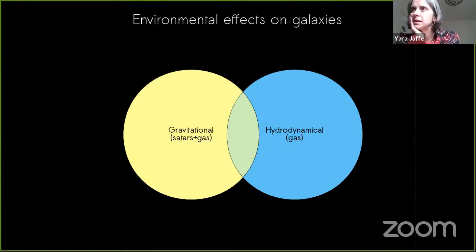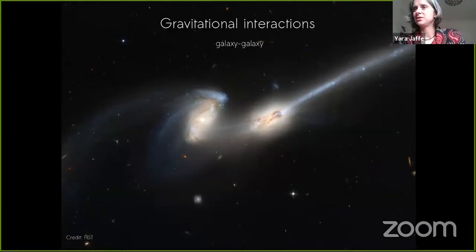And in terms of environmental effects on galaxies, you can mainly separate them into two main categories. You have gravitational interactions, and any tidal gravitational interaction in galaxies will affect not only the stars in the galaxy, but it will also affect the gas. It will affect all the components that have a mass. On the other hand, you have hydrodynamical interactions, which only affect the gas, the hydro. And of course, in many cases, you have both things happening at the same time, if the galaxy is really unlucky.